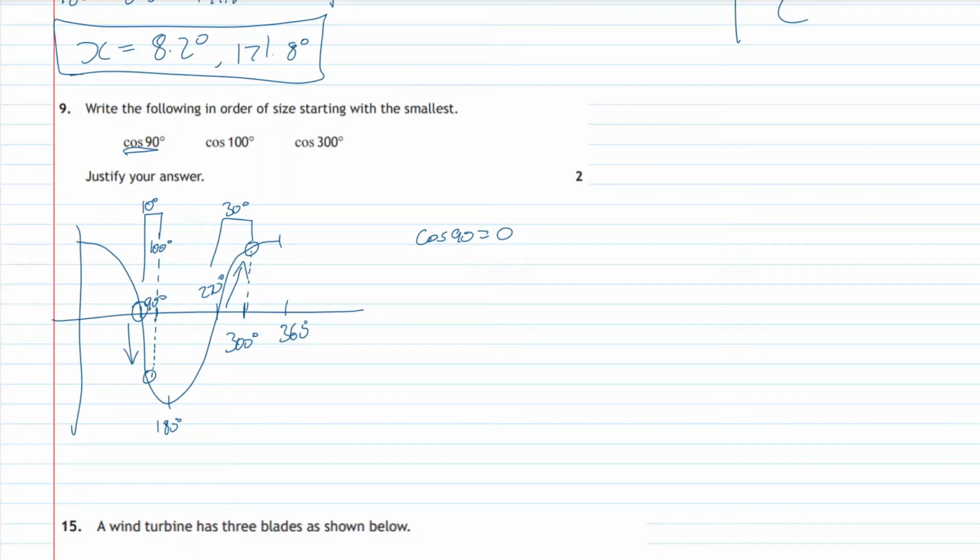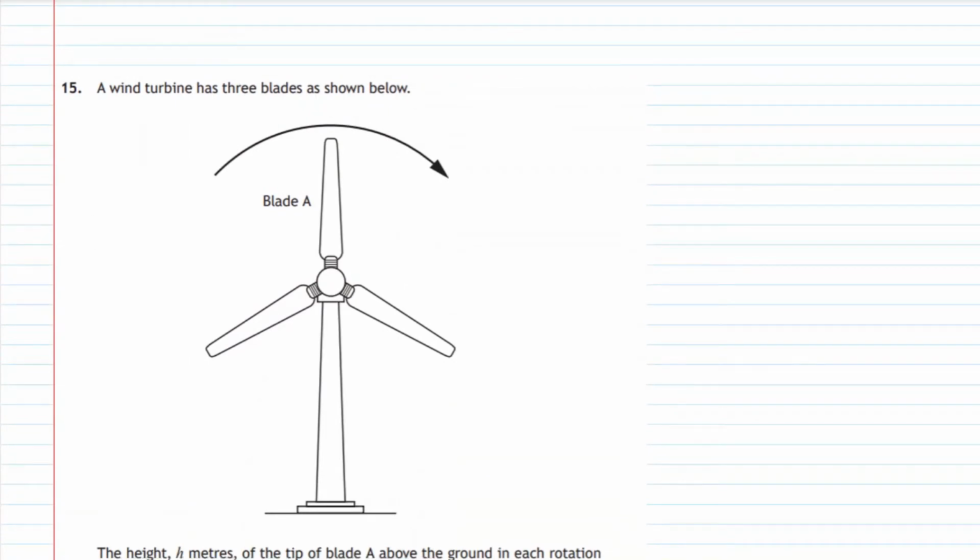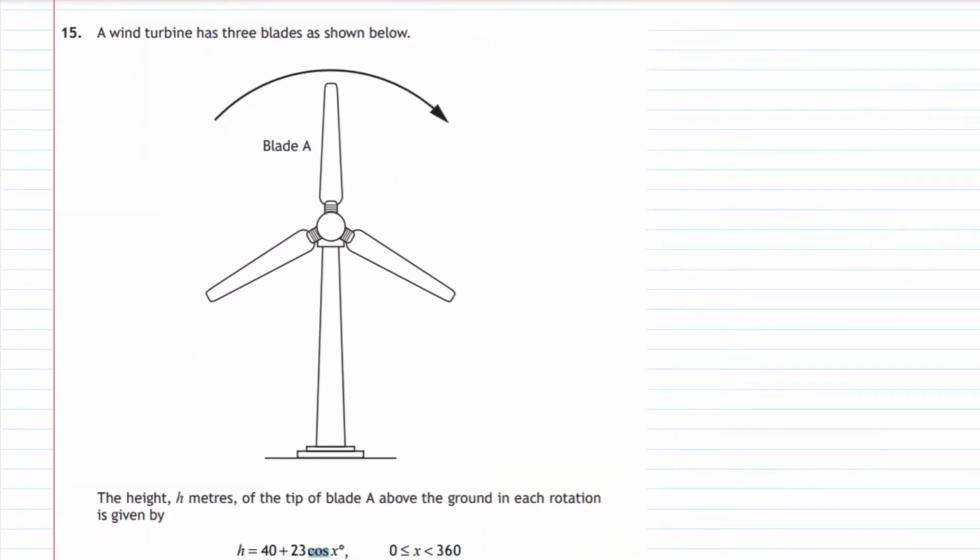So we're going to say that the cos of 300, we don't know what it is, but we just know that it's bigger than cos of 100. And we know that they're both bigger than cos of 0. So actually the order they're written in is already the order of size. And that just means that cos 100 is bigger than cos 90, cos 300 is bigger than cos 100, and that's us sorted.